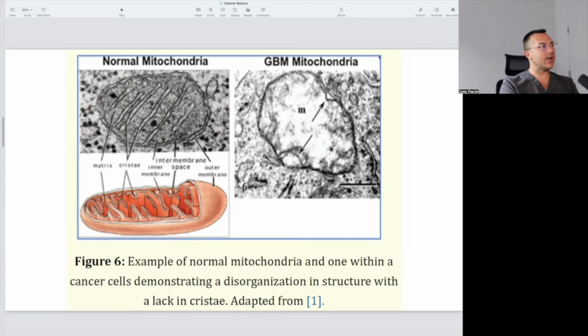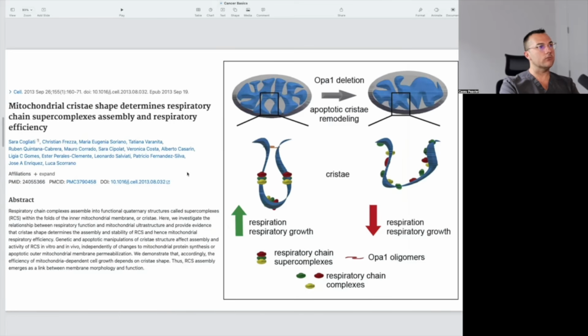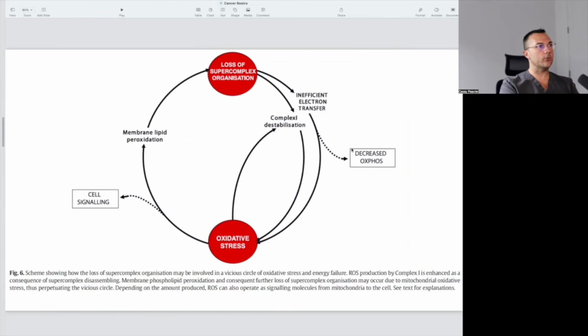And that brings me back to this slide here again, right? If there is no cristae at all, we're not talking about just perturbed cristae. We're talking about no cristae at all. Do you think these respiratory complexes are going to be formed? And if there's no respiratory complexes formed, do you think we're going to be having any efficient oxidative phosphorylation? I'll leave that with you as an open question.